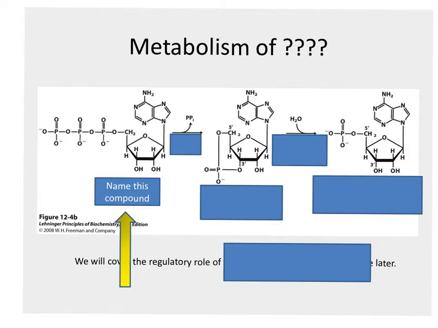Don't overthink it. Oh, and does anyone remember from last semester what PPi stands for? The i is inorganic and PP is two phosphates. It stands for pyrophosphate. That's what they named it. Yeah, it's inorganic pyrophosphate. Okay, so what enzyme is it that goes from ATP to cAMP and gives off an inorganic pyrophosphate?